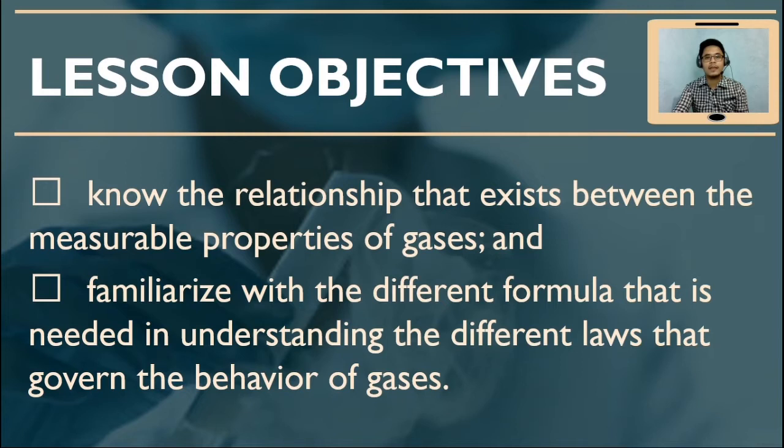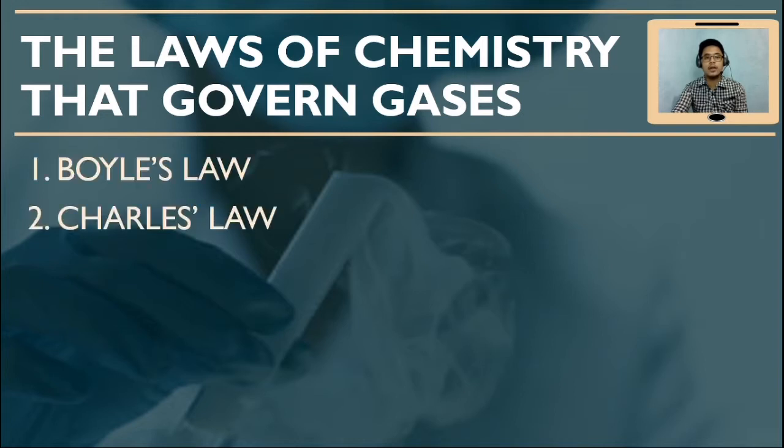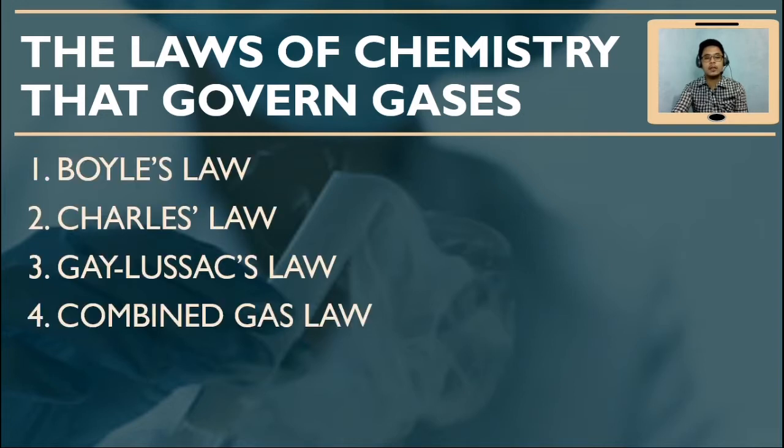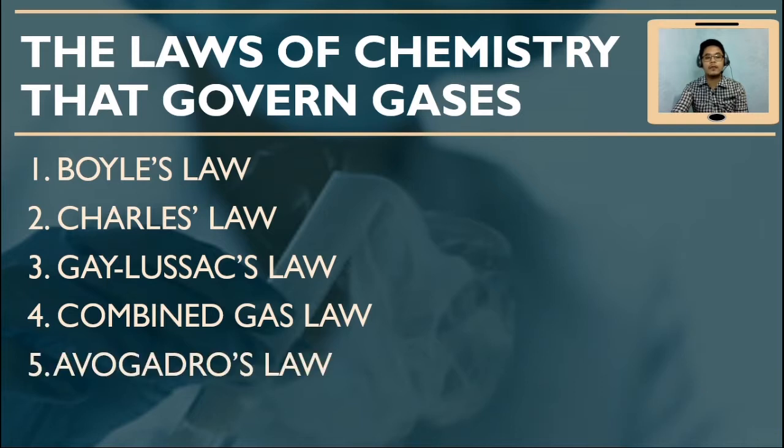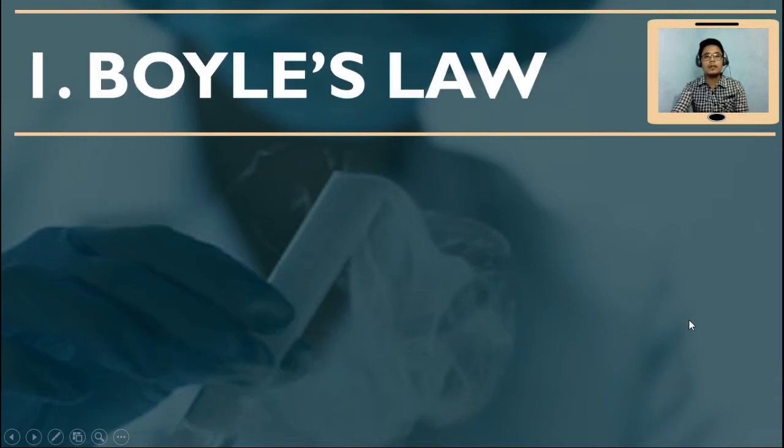of gases. And as an introduction about the different laws of chemistry that govern the behavior of gases, generally there are only 6 laws of chemistry that govern gases. And what are these? We have Boyle's Law, Charles' Law, Gay-Lussac's Law, Combined Gas Law, Avogadro's Law, and lastly the Ideal Gas Law. But for this video tutorial, we're going to discuss the Boyle's, the Charles', and the Gay-Lussac's Law only. And let us begin with Boyle's Law.